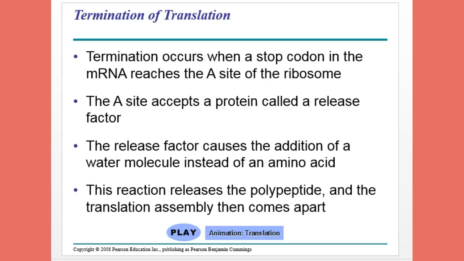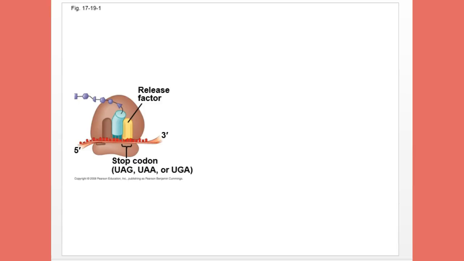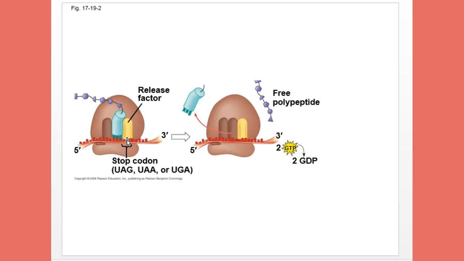Alright? So now we've initiated and elongated. Now let's terminate this translation. Termination occurs when a stop codon in the mRNA reaches the A site of the ribosome. The A site accepts the protein called release factor. The release factor causes the addition of a water molecule instead of an amino acid. This reaction releases the polypeptide, and the translation assembly then comes apart. Okay, so here is your release factor. It read that stop codon.